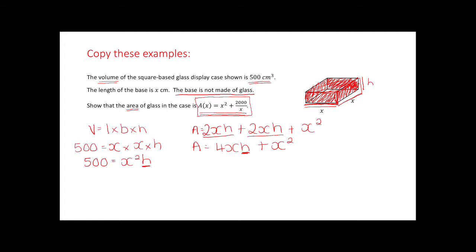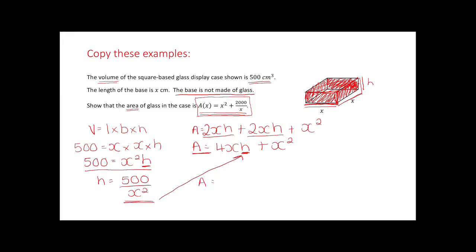Now, given that we want A equals something, which is what we've got here, we're going to manipulate this volume formula to help us find a value for h. If we've got 500 equals x squared h, we can divide both sides by x squared to get h equals 500 over x squared. That then gives us a value for h. So we can then substitute that in to that part there. And when that happens, we'll be getting rid of the h and we'll be introducing more x's into that formula.